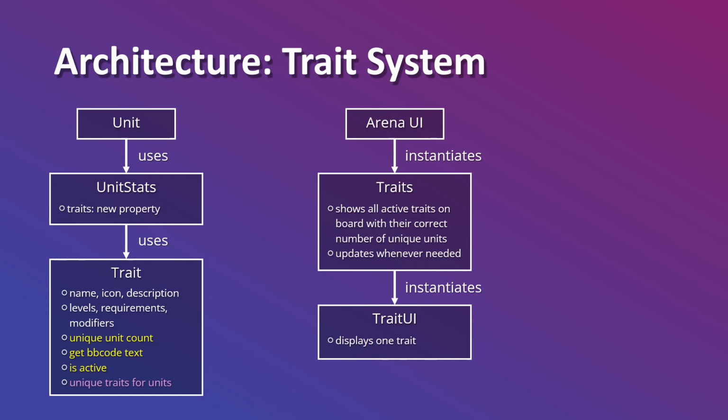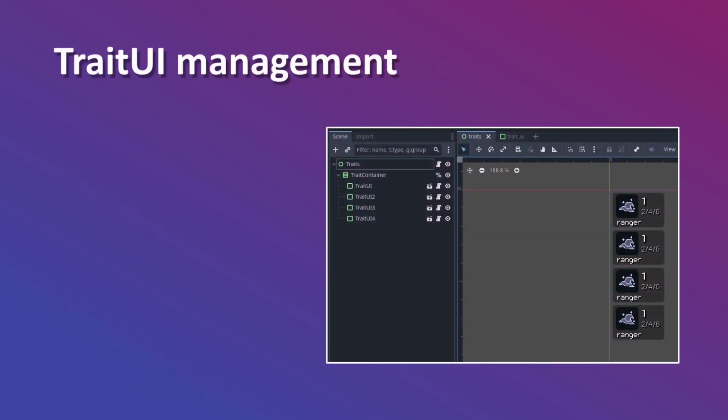This means that one more connection is missing from this visual, which is that the TraitUI scene will use the trait resource as well. This flowchart demonstrates how the new trait resource will be used by both the unit stats resource and the TraitUI scene, which is responsible for displaying a trait. And this is how it will look inside the editor. So we have our traits scene open here on the right, as you can see.